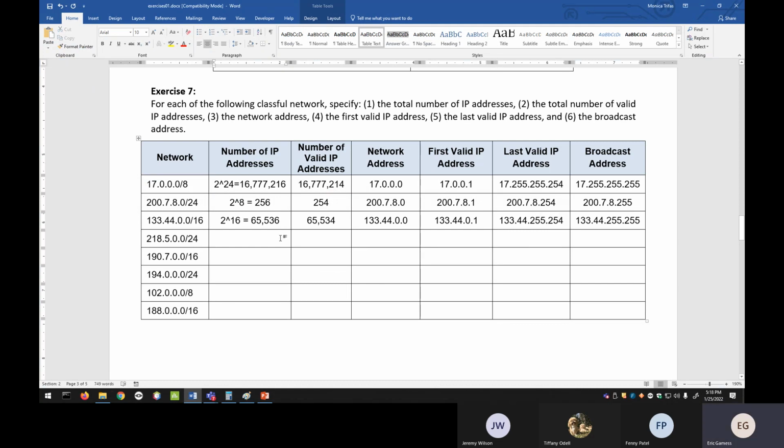Okay, so we have this exercise. So this exercise is a /24. So how many bits belong to the host part? 8 bits, no? So the total number of IP addresses will be 256. How many valid? 254. What will be the network address? This address.